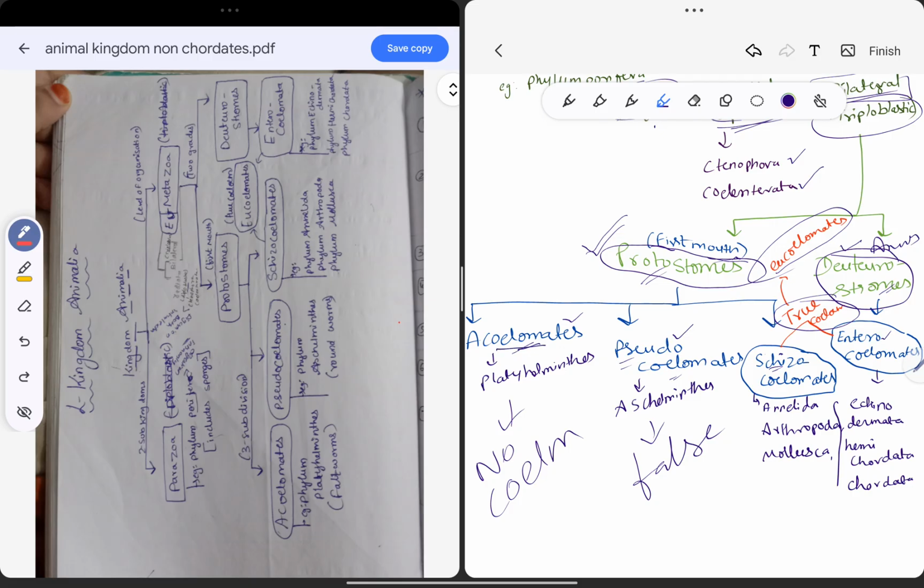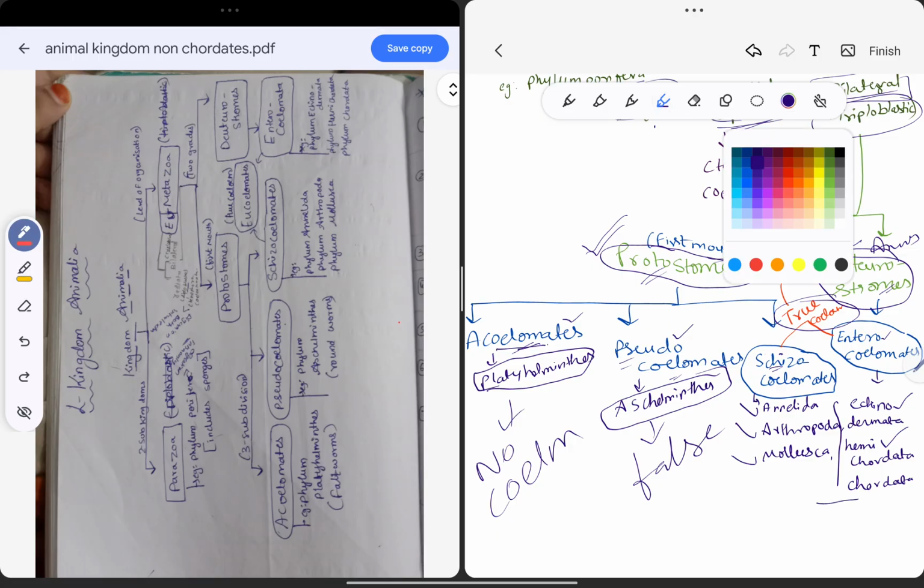In the case of acoelomates, you have the phylum Platyhelminthes. In the case of pseudocoelomates, you have Aschelminthes. In the case of schizocoelomates, you have Annelida, Arthropoda and Mollusca. In the case of enterocoelomates, you have Echinodermata, Hemichordata and Chordata.